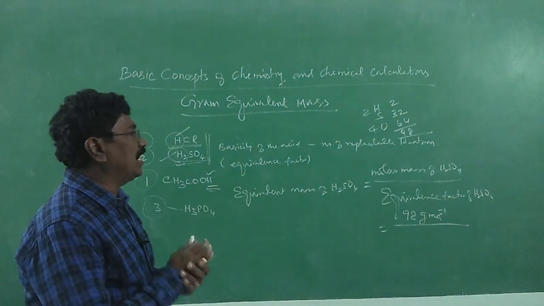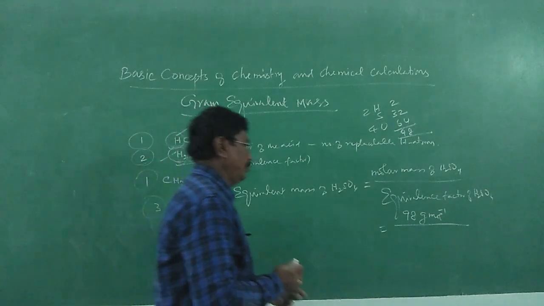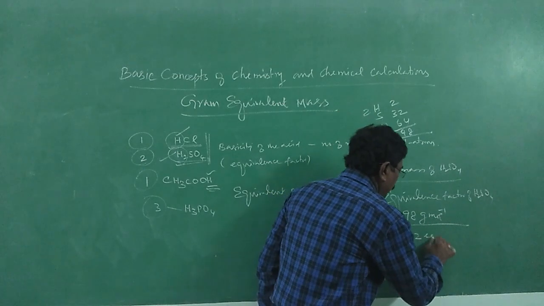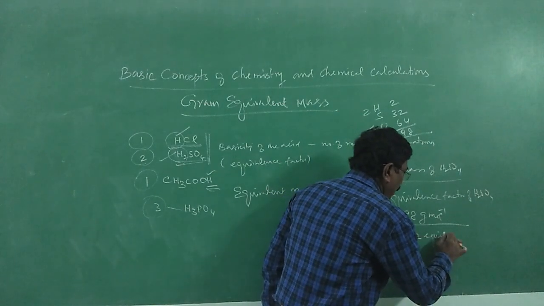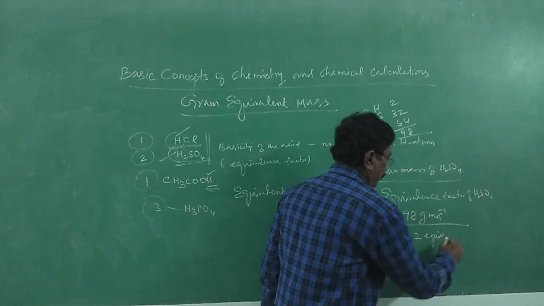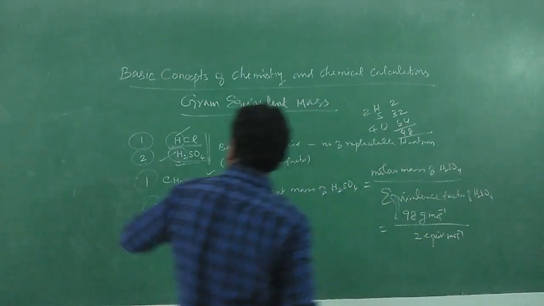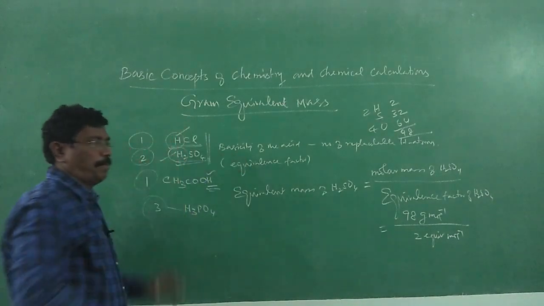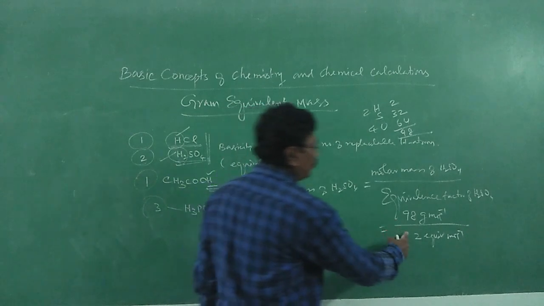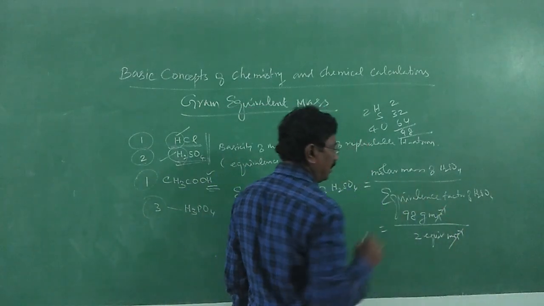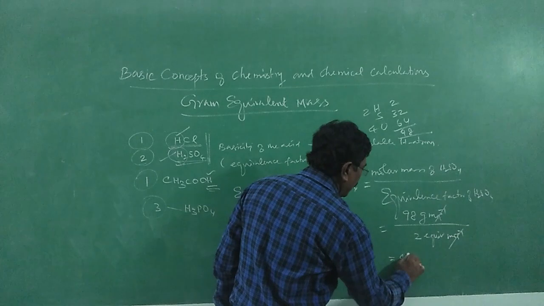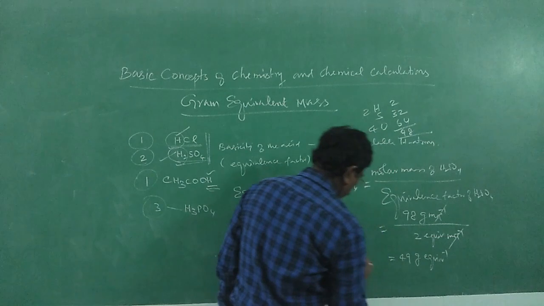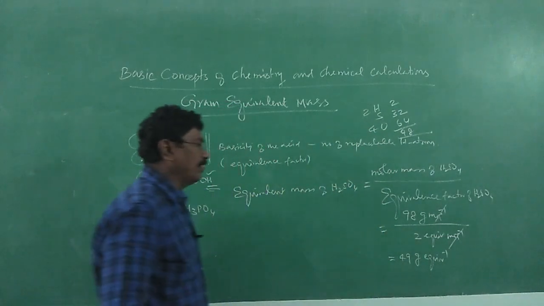And then what is the equivalence factor of sulfuric acid? It is 2. Instead of equivalent, I can write EQ per mole. 1 mole of sulfuric acid has got 2 equivalents, 2 replaceable hydrogen, 2 basicity. And therefore it is divided by 2. Mole inverse gets cancelled. Gram per equivalent. 49 gram per equivalent, EQ. That is the equivalent mass of sulfuric acid.